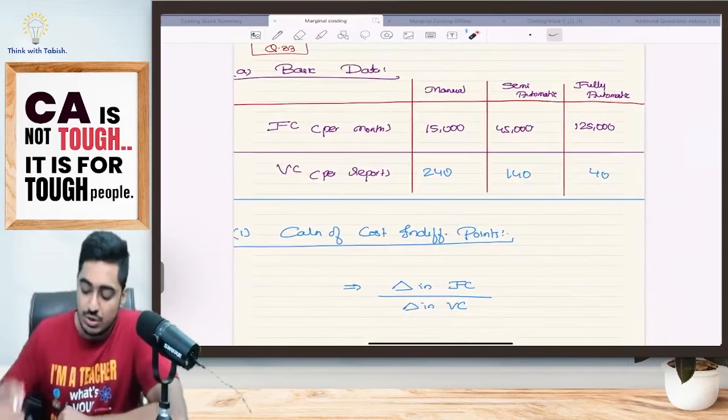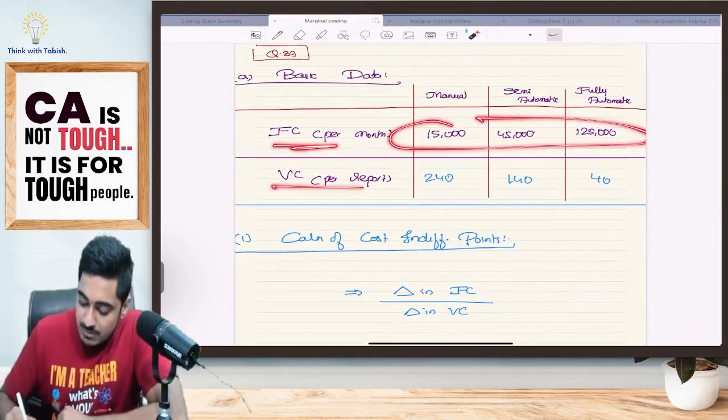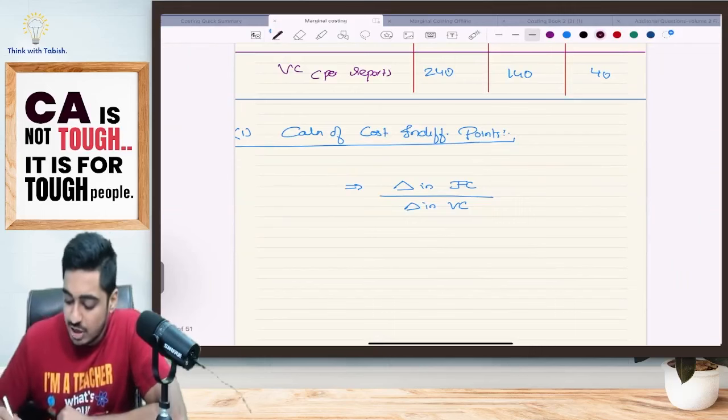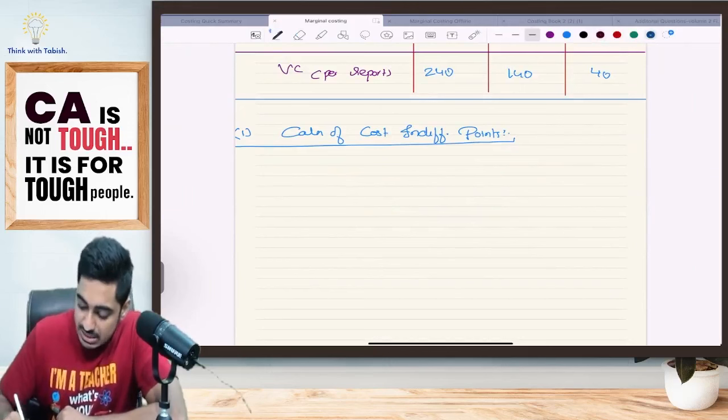Okay, let us do. Look at this. I have written down the data. Fixed cost per month I have written, variable cost per report also I have written. So let us try calculating cost indifference point. What is the formula of cost indifference point, students? Simple. Cost indifference point is nothing but difference in fixed cost divided by difference in variable cost.